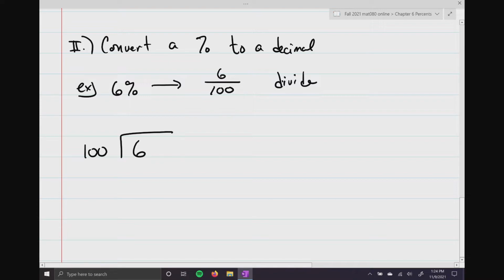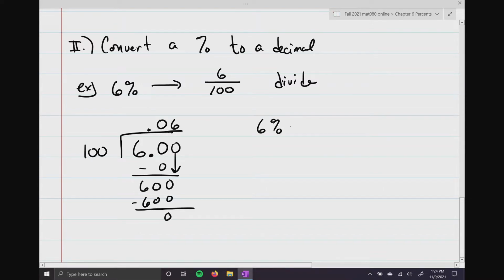So 100 does not go into 6. So I put a decimal, write a 0. 100 does not go into 60, so I put a 0. I will subtract. I get 60 again. Add another 0, drop it down. 100 goes into 600 exactly 6 times. So, and I'm going to write it off to the right here, 6% as a decimal is 0.06.